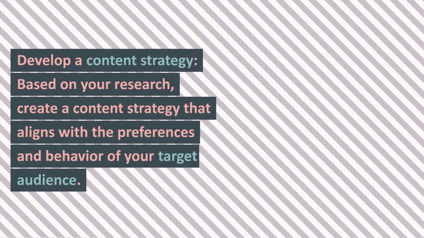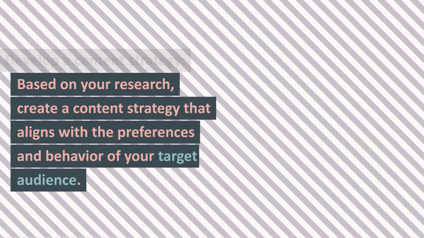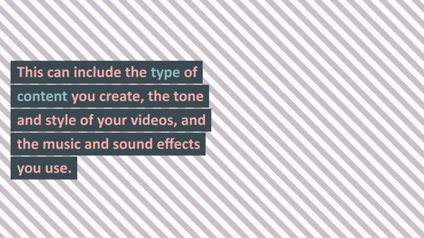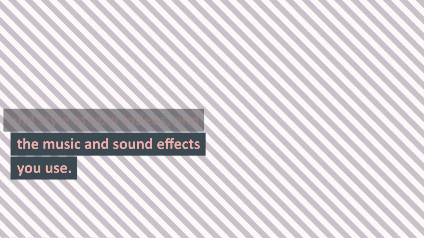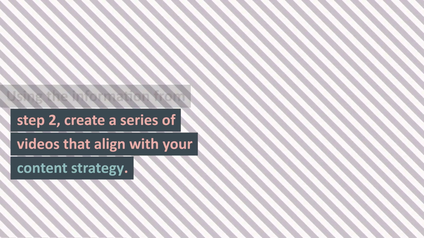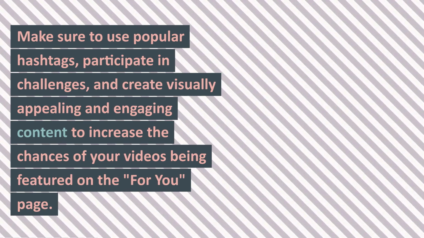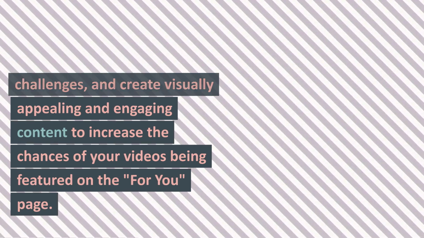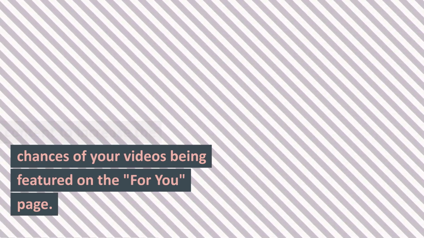Develop a content strategy. Based on your research, create a content strategy that aligns with the preferences and behavior of your target audience. This can include the type of content you create, the tone and style of your videos, and the music and sound effects you use. Create a series of videos. Using the information from Step 2, create a series of videos that align with your content strategy. Make sure to use popular hashtags, participate in challenges, and create visually appealing and engaging content to increase the chances of your videos being featured on the For You page.